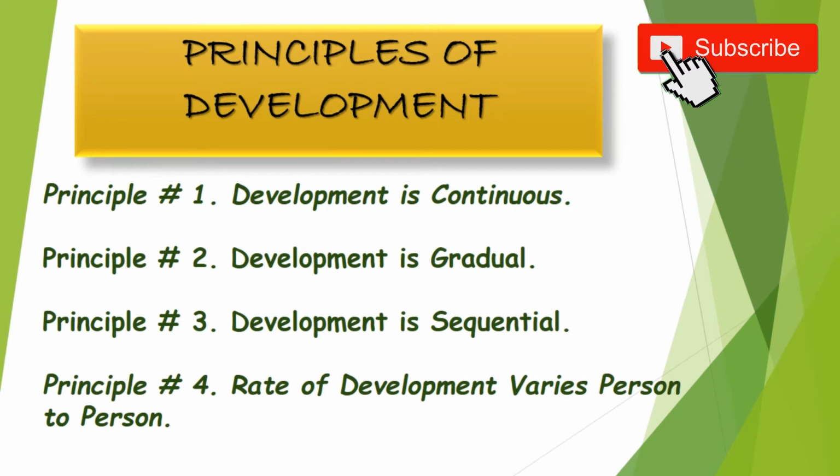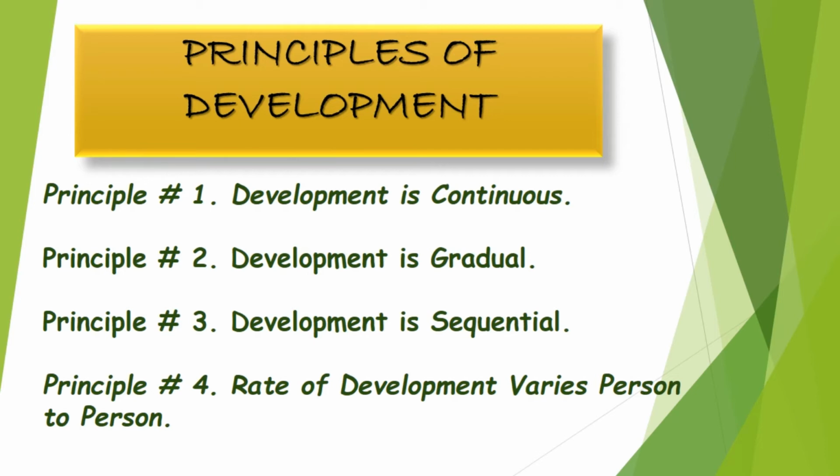Development is sequential. Why is development sequential? Because it can never happen that once you become intelligent or once you become more emotionally balanced, then you will come back to the earlier stages where you were not that intelligent or maybe you were not that emotionally balanced. That is why development is a sequential process.